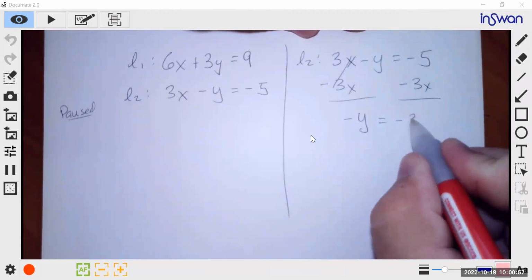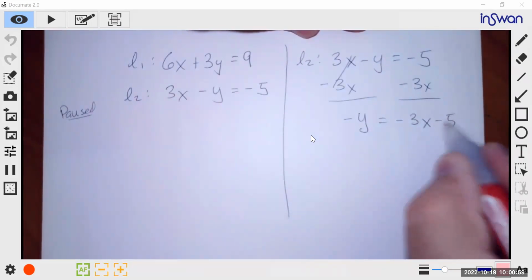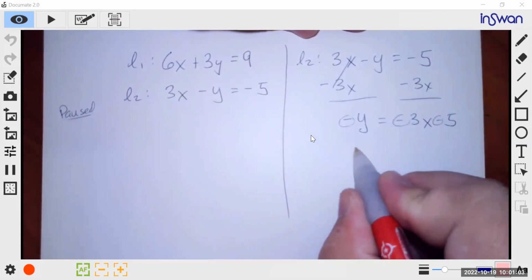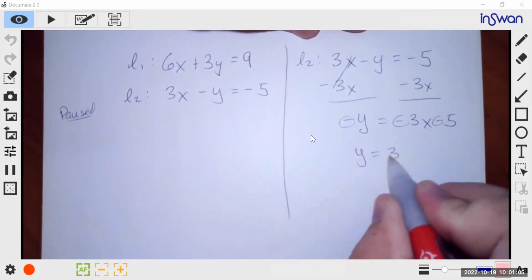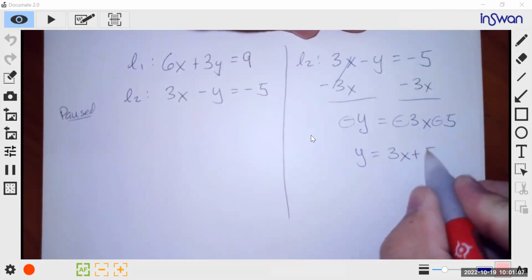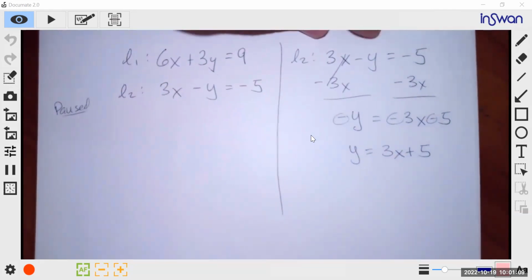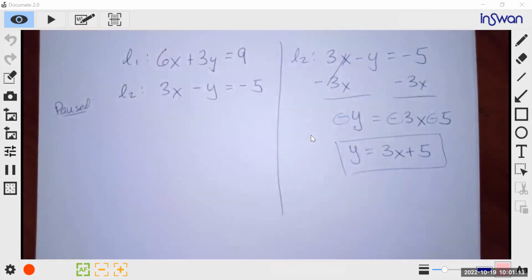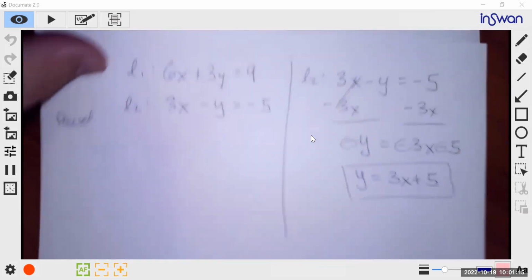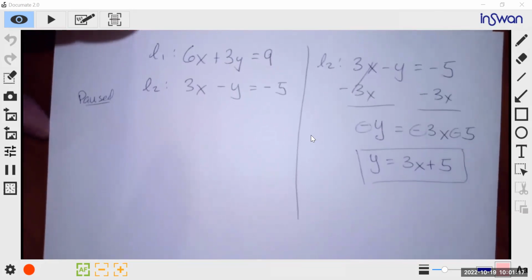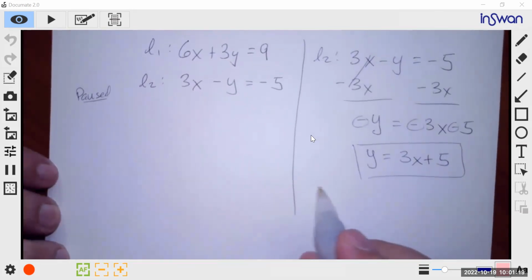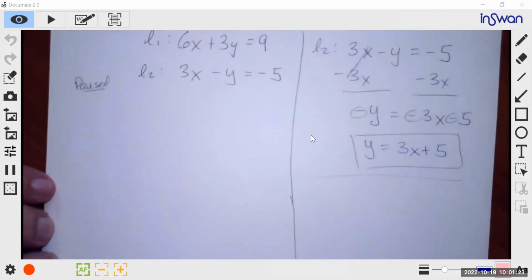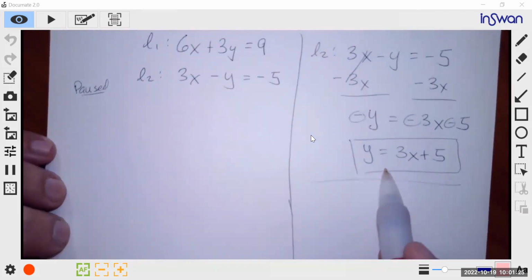Negative y equals negative 3x minus 5. Change all the signs because we have to get y by itself. So this is the equation we'll come back to at the end to solve for y. That's step 1. What do we do with this equation now?